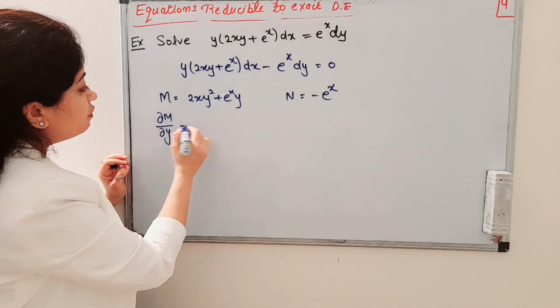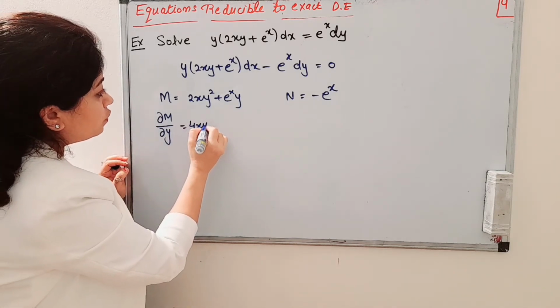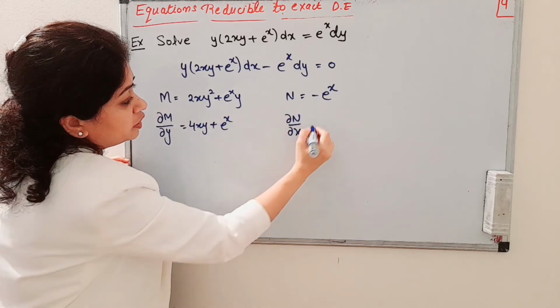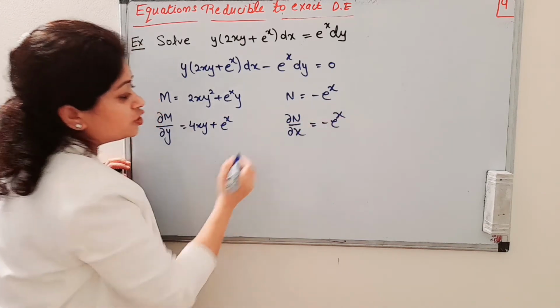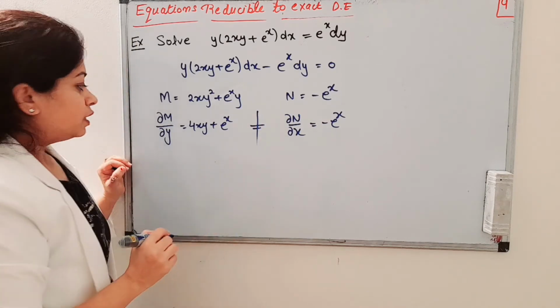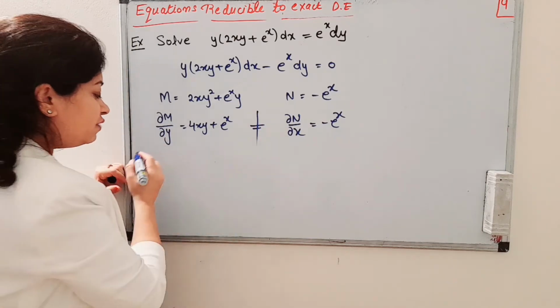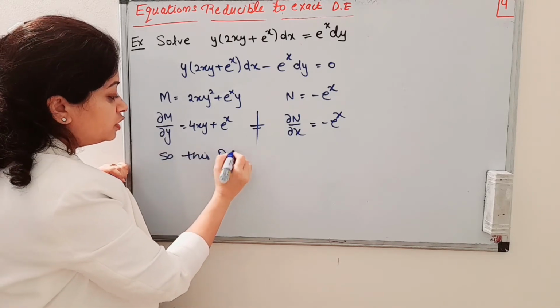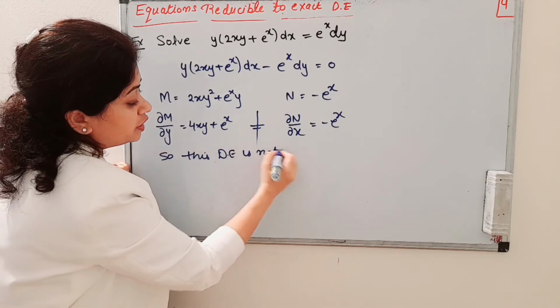Okay, so we will check it. It's 4xy plus e raised to power x, and ∂N/∂x is equal to minus e raised to power x, which are not equal. So this differential equation is not exact.